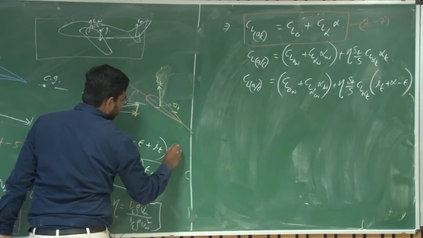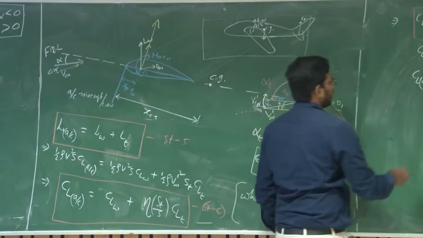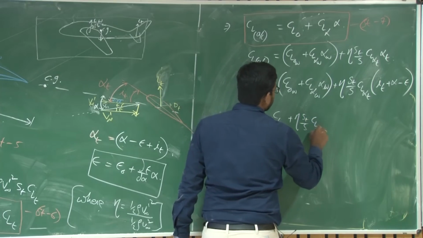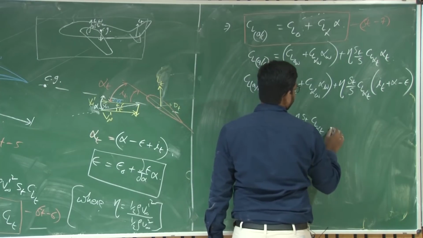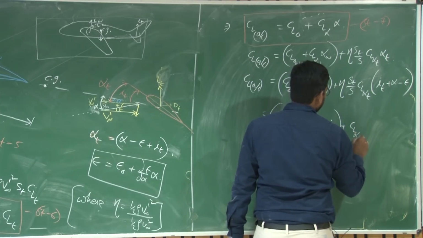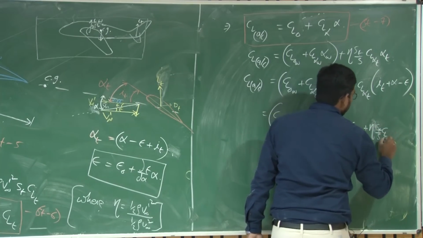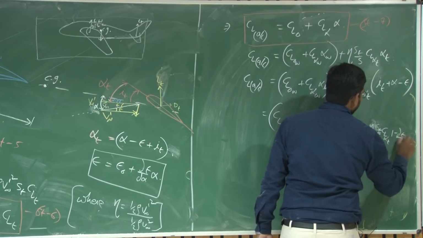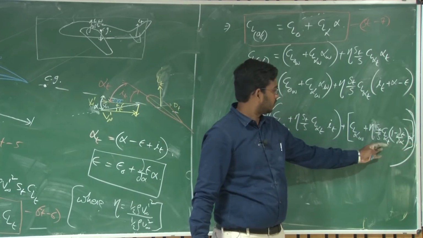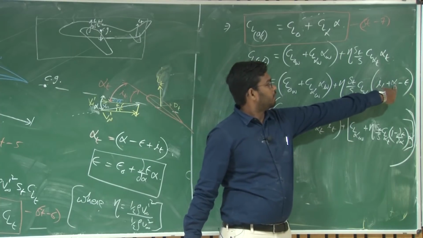This I can express as i_t plus, with the help of this, CL naught of wing plus eta ST by S into CL alpha of tail into i_t plus CL alpha of wing plus eta ST by S into CL alpha of tail into 1 minus dou epsilon by dou alpha into alpha, where I am taking alpha common.